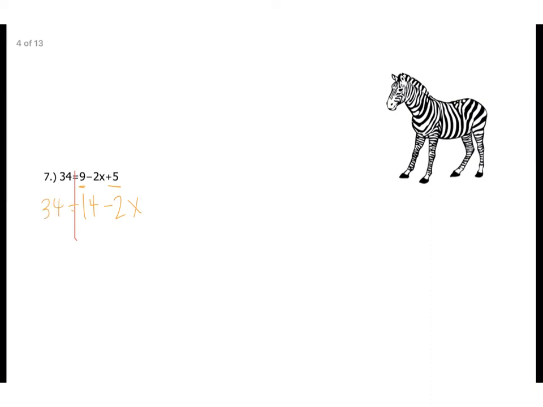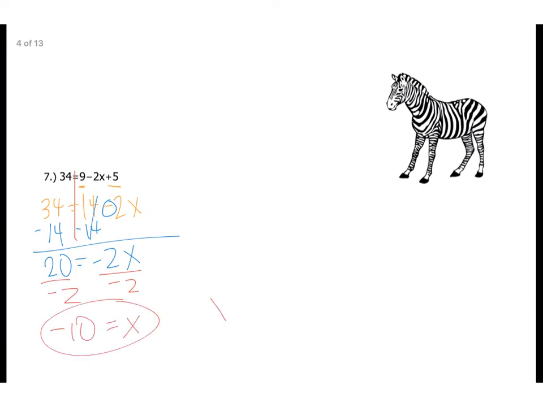We still are going to move that constant over, so we're going to subtract 14 from both sides, and now I have 20 equals negative 2x. Remember, anytime you have a subtraction sign, it's the same thing as a negative. So we're going to divide both sides by negative 2, and negative 10 equals x. If you choose to write that as x equals negative 10, that is correct also. It doesn't matter how you choose to write it.